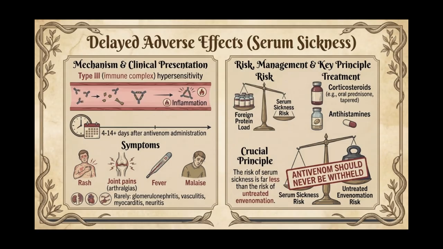Treatment usually involves corticosteroids such as oral prednisone, which are tapered over a period of 2 to 3 weeks. Antihistamines may also be used to help alleviate symptoms. Despite the potential for serum sickness, the overall risk is significantly lower than the risk associated with untreated envenomation. Therefore, antivenom should never be withheld out of concern for adverse immune reactions.